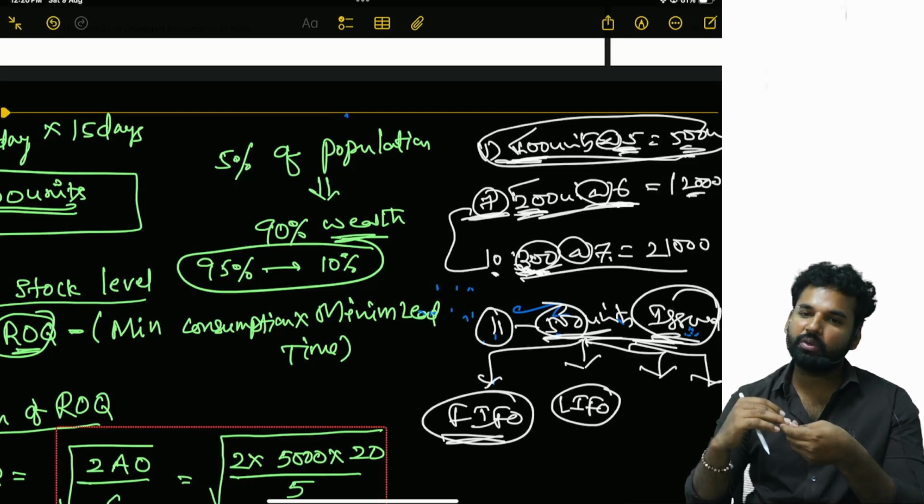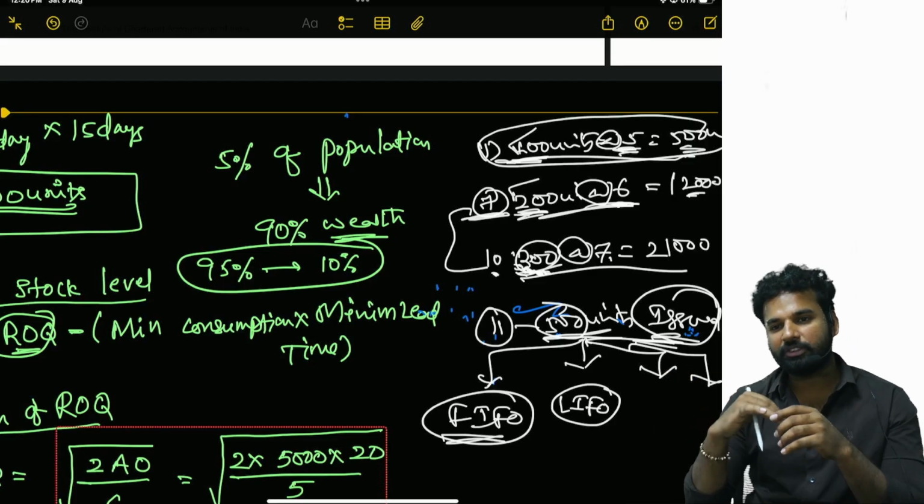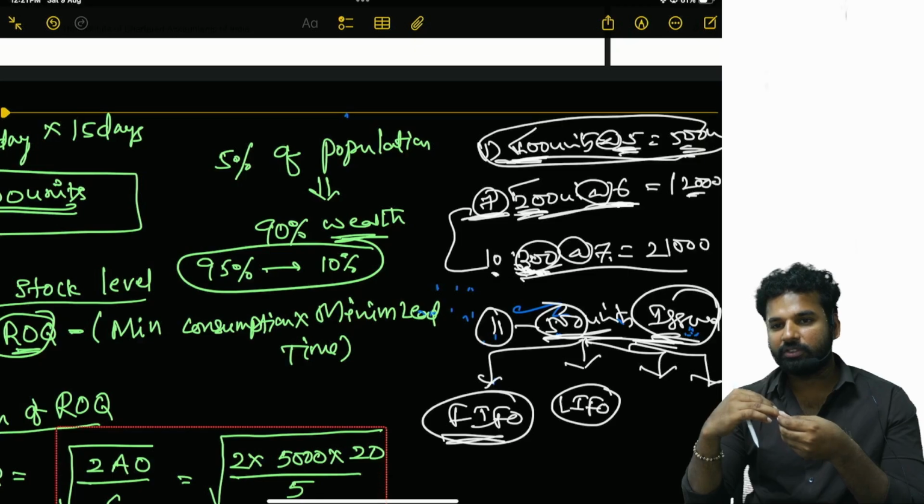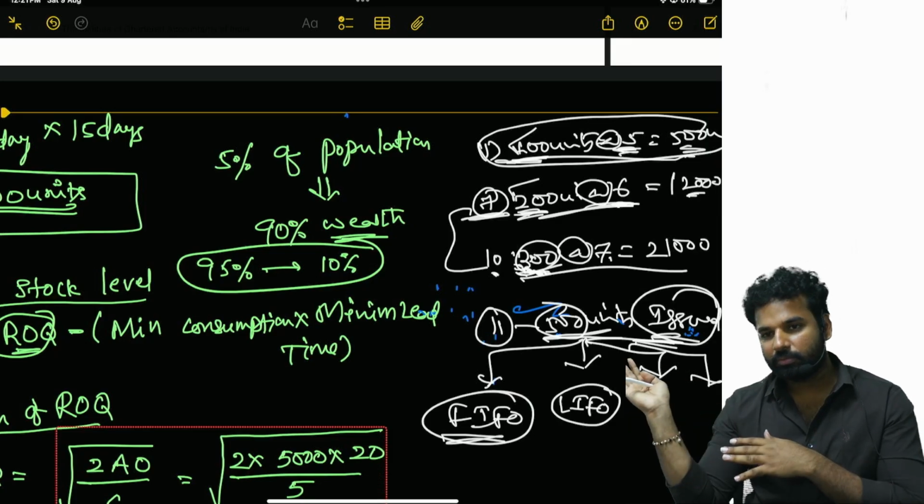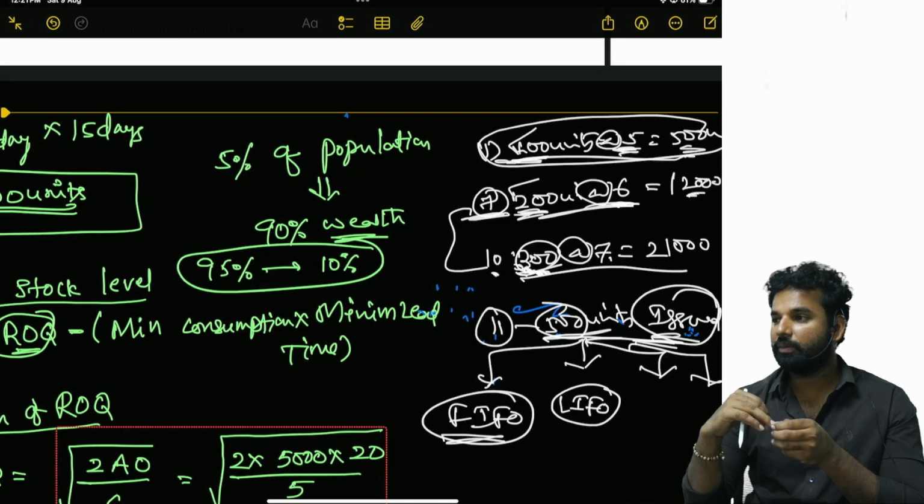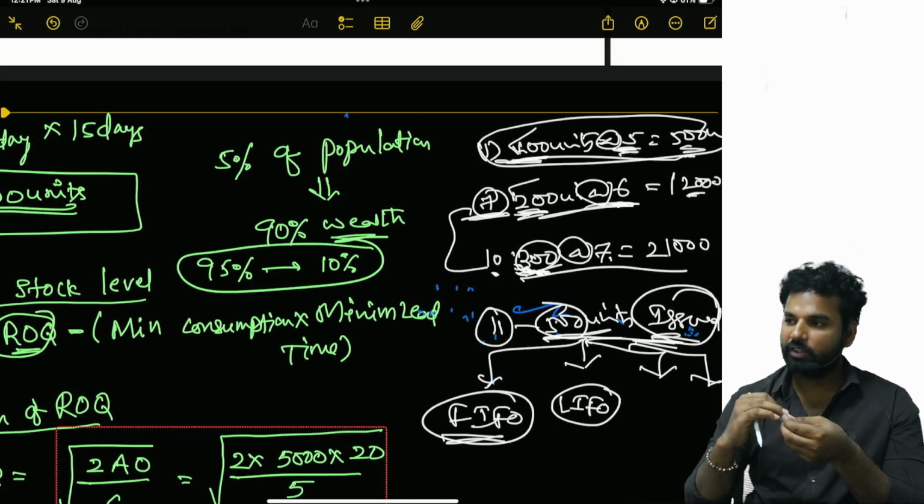Whenever you are using the LIFO method, it will match the current market prices because you are using the latest material rate. That is why it shows the current market price. But whenever the material usage is more, obviously you have to go to the earlier days' material. So this has its own advantage and disadvantage.